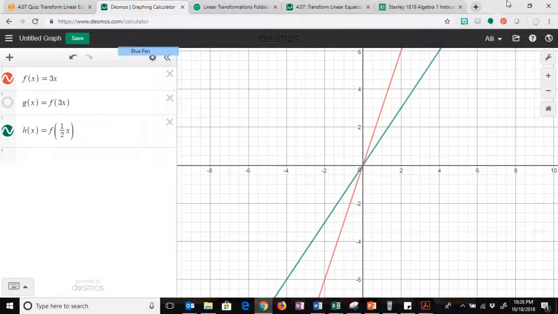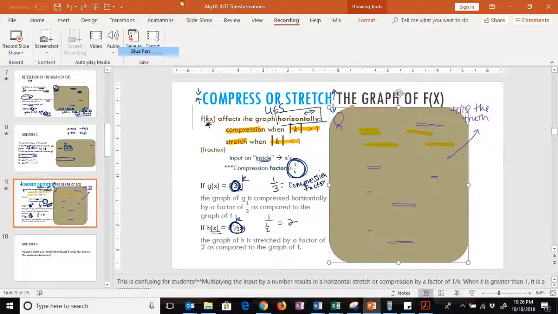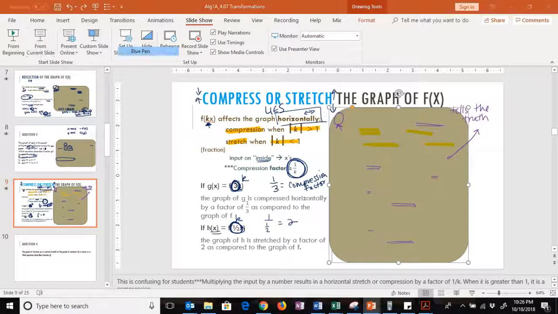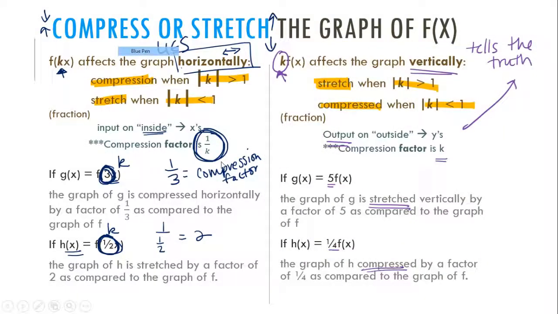Okay, so let's wrap this up and look at some examples so that you can finish your quiz. Let me go back. All right, so what you really need to remember is that when we're looking at the horizontal situation, it lies. It doesn't tell us the truth. Vertical tells us the truth. So what you see is what you get. The 5 out front, that really tells me that I'm stretching by a factor of 5. If I have a fraction up front, when it's less than 1, I'm compressing.